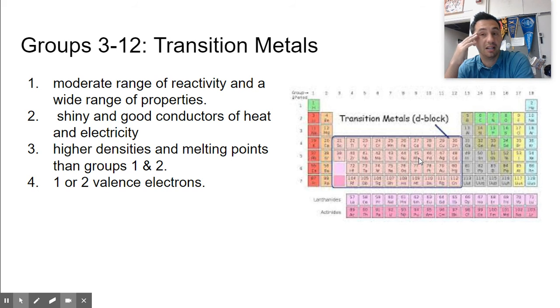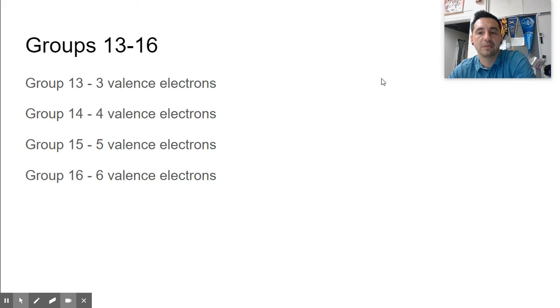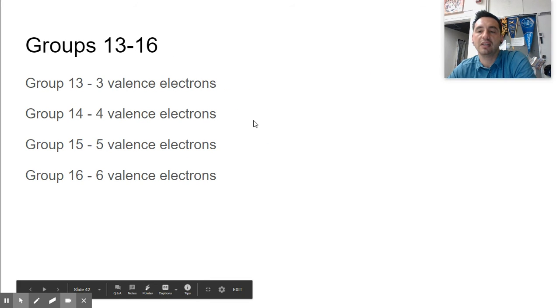However, it differs from atom to atom. So they're all a little different. That's why we group them all in one big group. But their properties are pretty similar, though. They're very similar.